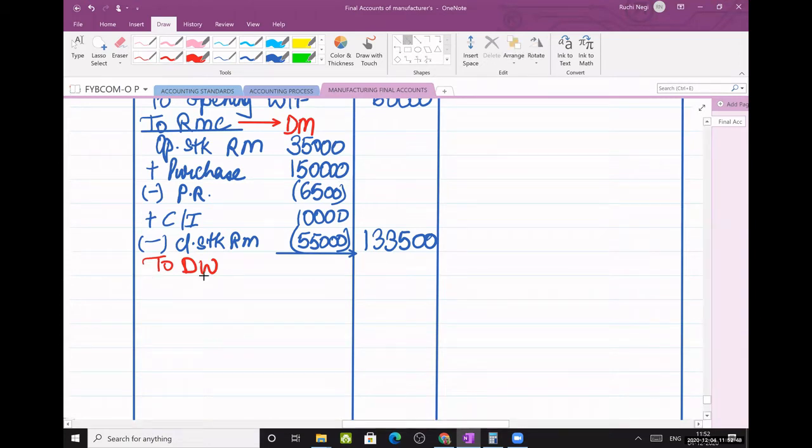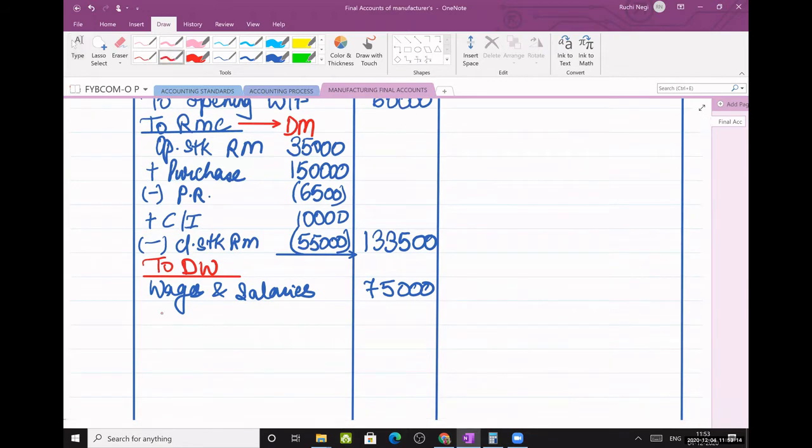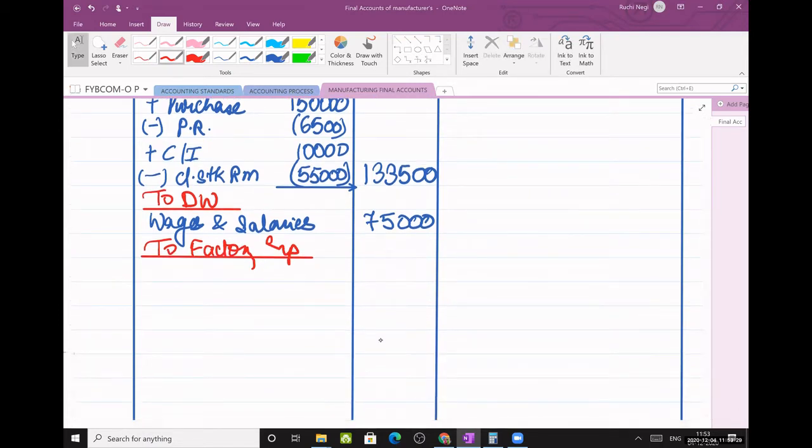The direct wages, I mean, you can say wages and salaries, $75,000. Okay. Then you can get with direct expenses, which is not there in the question till now. And then you can say factory expenses. And we can take the list of factory expenses. Then we can write that. Okay, so this we will continue in the next.